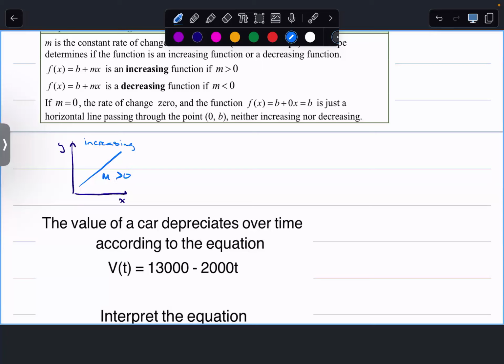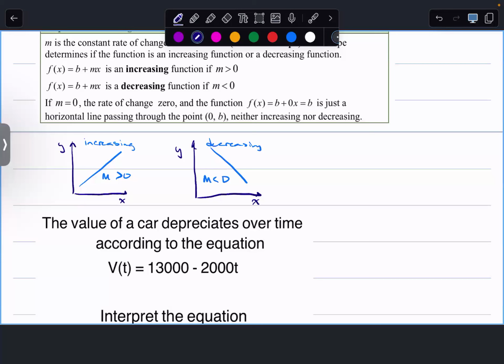Slope is greater than 0, right? So it's positive. If it's decreasing, it looks like this. M is less than 0, right? So if you have a negative slope, then it's going to be decreasing and going down like this.